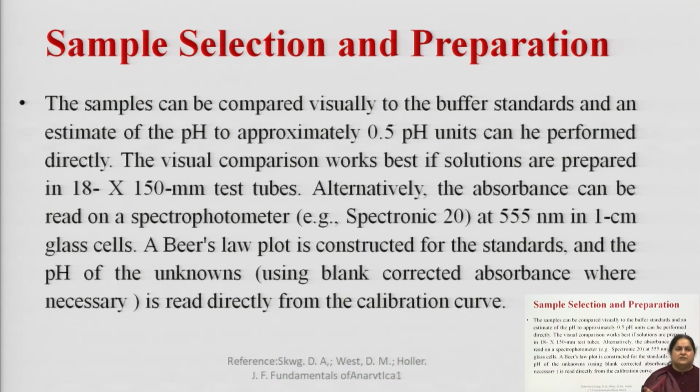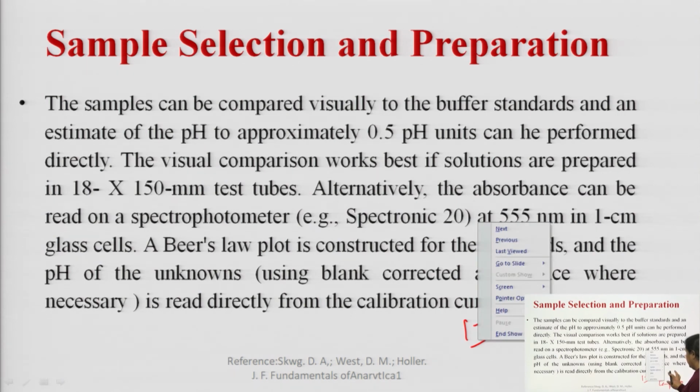In a 1 centimeter glass cell, a Beer's law plot is constructed for the standards and the pH of the unknown, using blank corrected absorbance where necessary, is read directly from the calibration curve, right. So, in the same way we can have a curve, with pH here and absorbance here. We used to have buffers in the 1 to 9 range, right. We have 9 buffer solutions. So, we can write, if pH is 1 then what will be the absorbance here. So, we can plot this curve here, right.